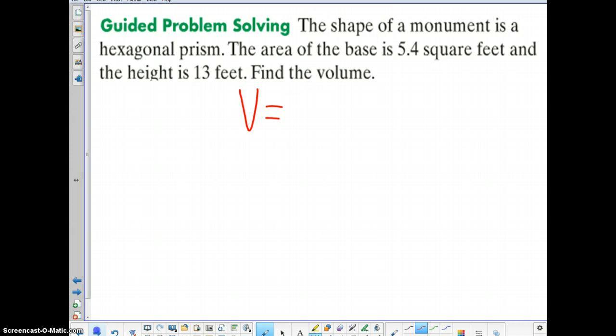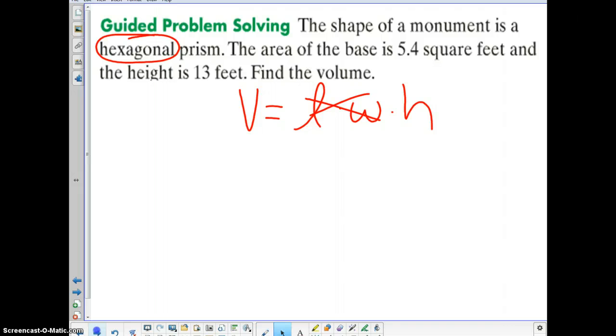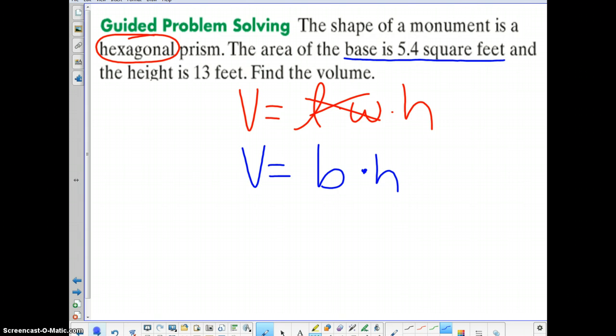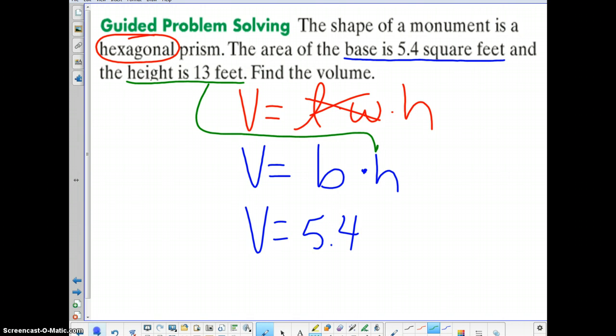So I'm going to write down our equation for volume, length times width times height, but this form is not going to help us out because as you can see up here it says hexagonal prism. So we can't use this because length and width doesn't help us find the area of a hexagon, but we need the volume equals base times height because they do give us the base. The base is 5.4 square feet. 5.4 is the base, and then the height is 13 feet. So that would be going right there.